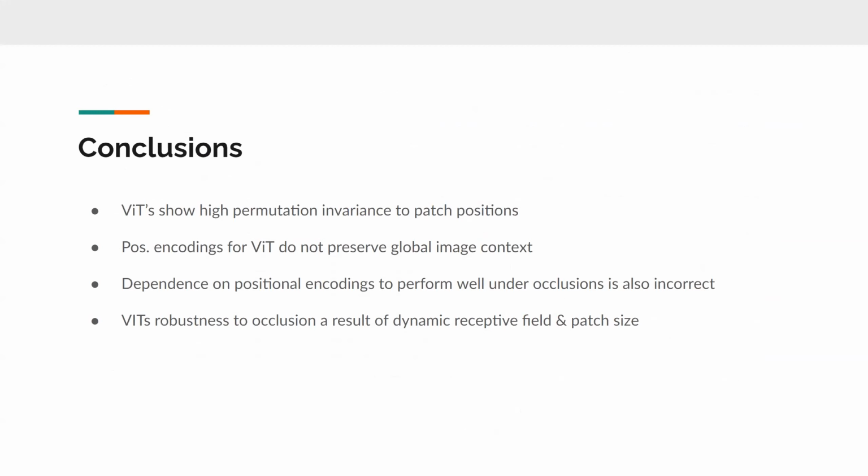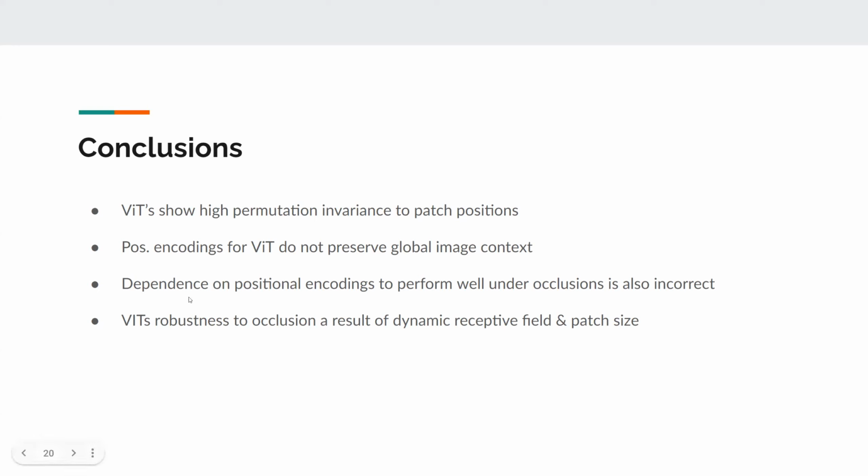And so the final takeaway conclusions are, first of all, that vision transformers show high permutation invariance to patch positions, which isn't very surprising when you consider that they are sequence invariant. The next thing I wanted to highlight is that the positional encodings that we currently use for vision transformers do not preserve the global image context, which implies that maybe we don't understand what exactly the positional encodings are doing as well as we hoped. It also implies that we may need further research into how to handle these positional encodings.